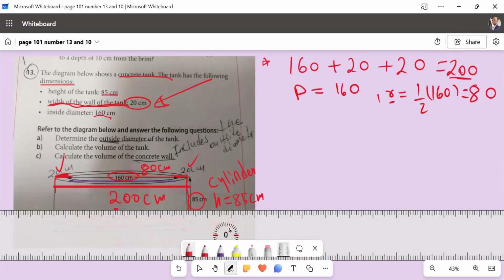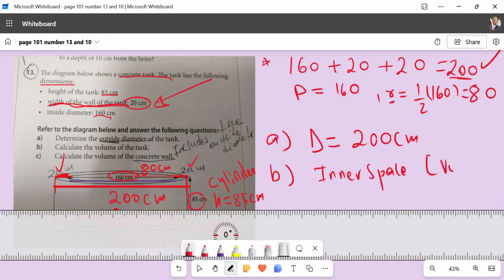Now, let's see what the question wants us to do. Number A, determine the outside diameter of the tank. We already did. The outside diameter of the tank is 200 centimeter. The approach is the one that we've already used here. Then let's go to number B. Calculate the volume of the tank. So the student needs to realize that when we talk about the volume of the tank, we're referring to the inner space of the tank.